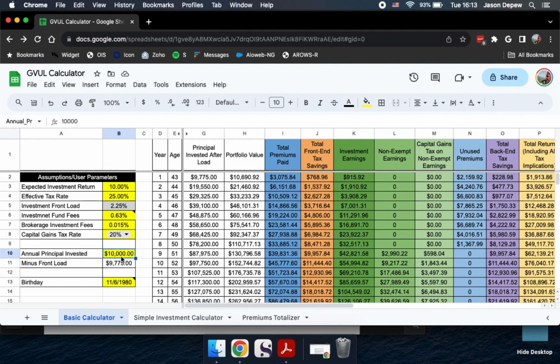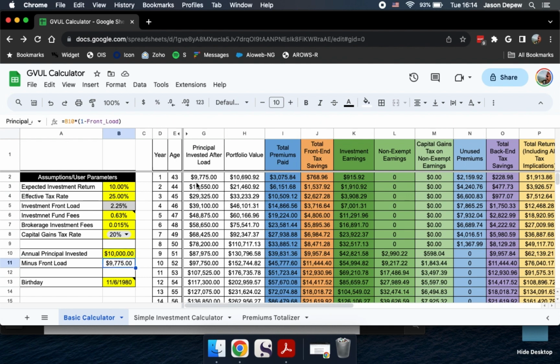Next is annual principal invested. So this calculator assumes that you invest some principal every year into the investment side of your GVUL. You can put whatever value you want here as an average, but we're making it every year an investment. If you want to, you can play around with this and change it into a one-time kind of lump sum thing, or you can put periodic investments. You would just basically delete what's here and put in some new values where you want to. You can make it work if you know how to use a spreadsheet.